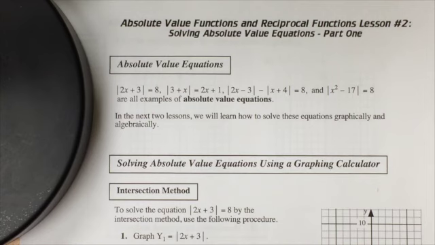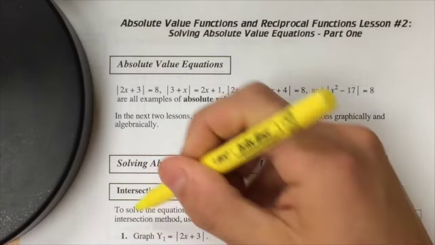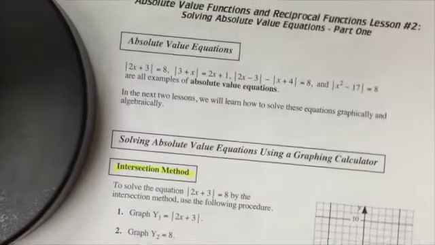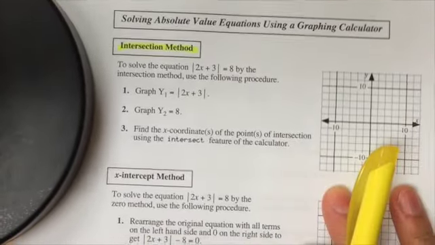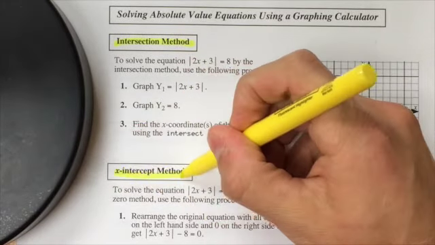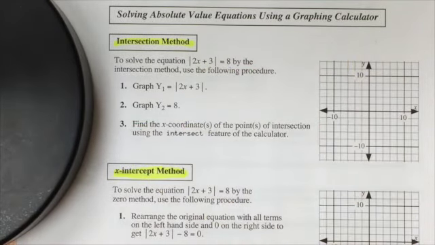Now, the first method we're going to look at is using the graphing calculator, using our intersection method. Now, this is something that you should be used to seeing. We've done this before with other types of functions and equations, and it's using the exact same principles. Now, the second method we're going to look at is the x-intercept method, which again is something that you've seen before.